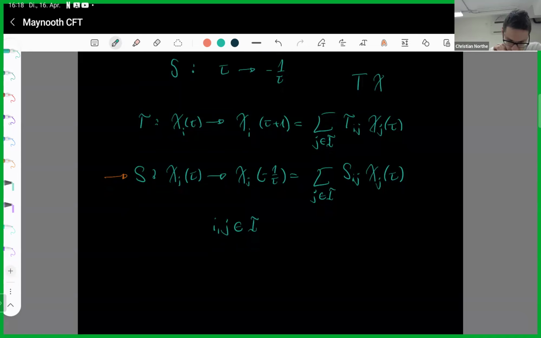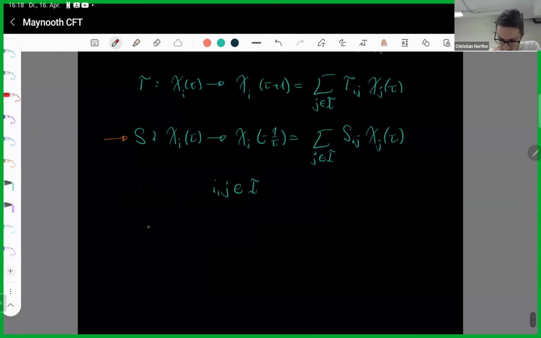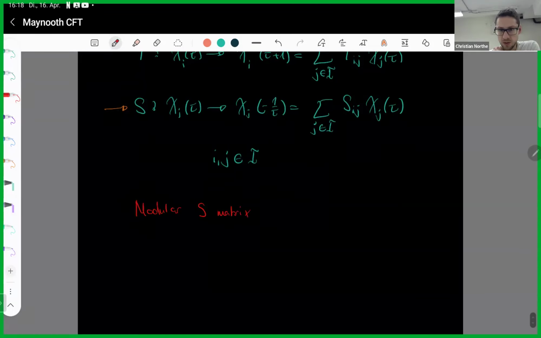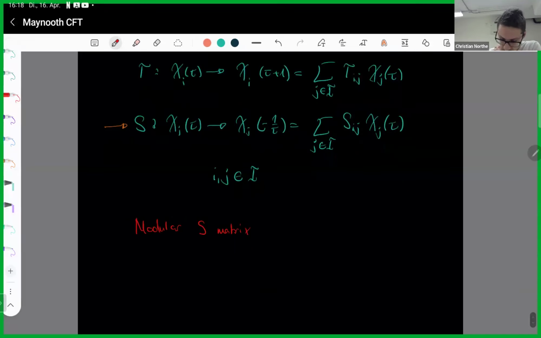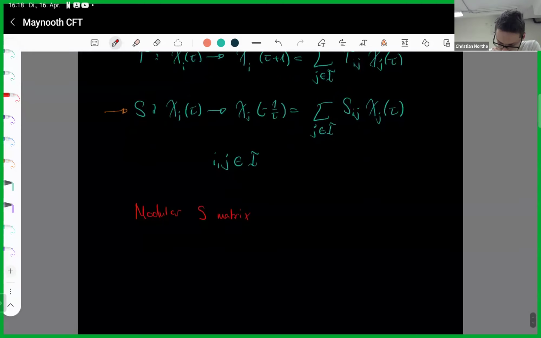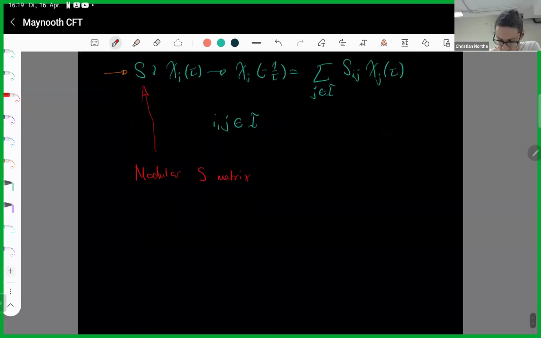And now we can talk about this here. This is the modular S matrix. And this is an important matrix. So let's just make here the reference. And it is important here for my purposes because it gives rise to something called the Verlinde formula.